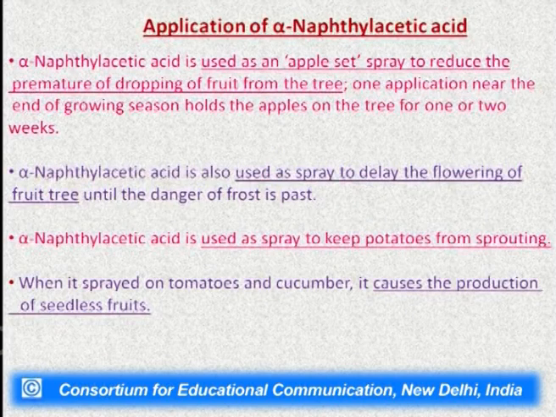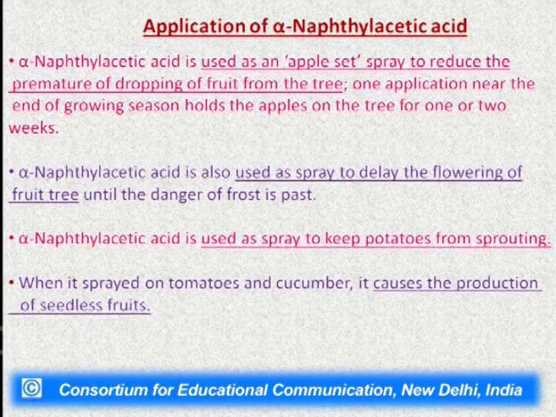This alpha naphthyl acetic acid is of very commercial importance, since it is used as an apple set spray to reduce the premature dropping of the fruit from the tree. One application near the end of the growing season holds the apples on the tree for 1 or more weeks. It is used as a preservative in this case.